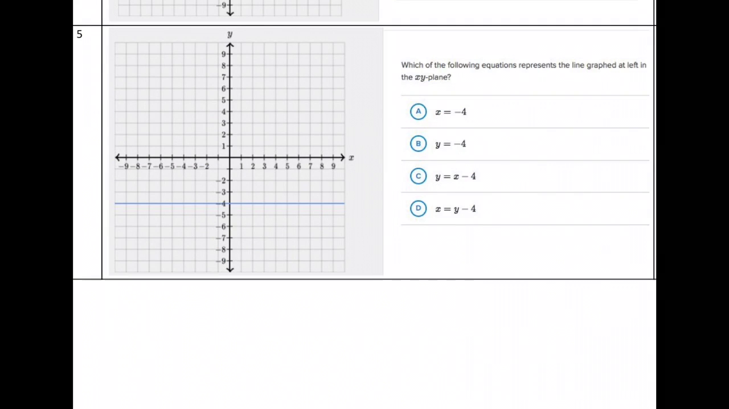Number 5. Which of the following equations represents the line graphed at left in the xy plane? This is a horizontal line. Because of that, we're either going to choose x equals -4 or y equals -4. Which one do you think? Well, this right here is our y-axis. That's how we know that the answer is y is equal to -4.